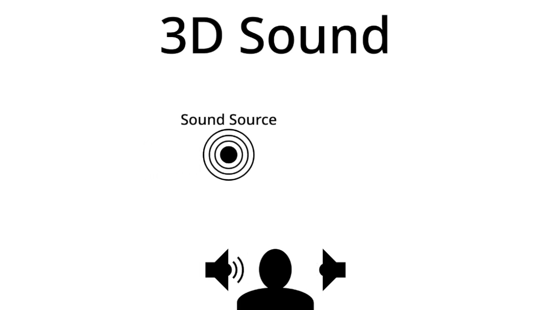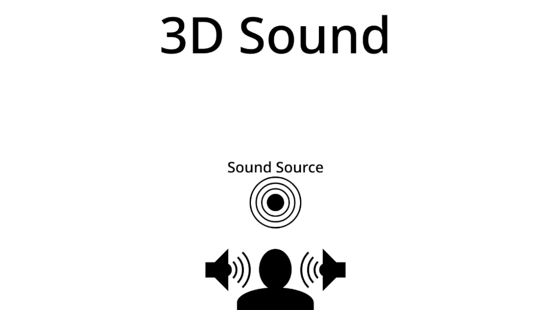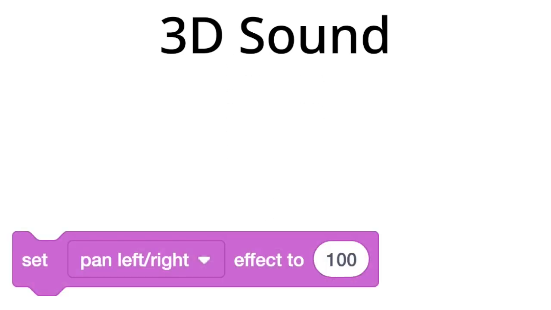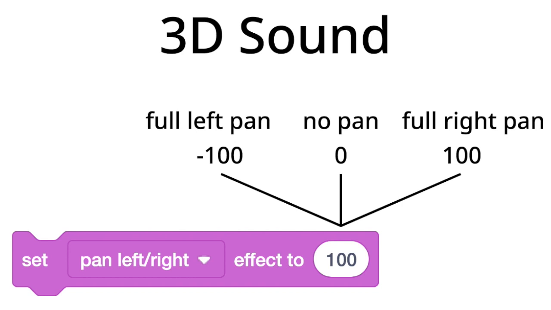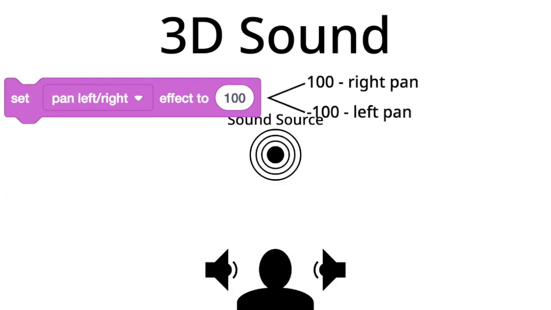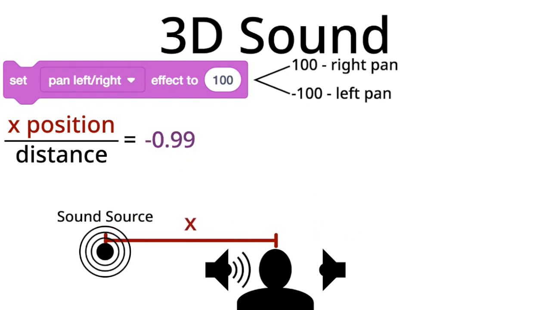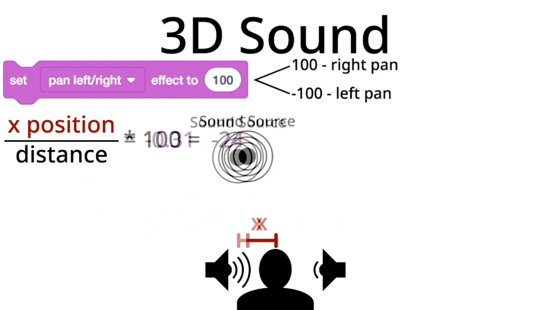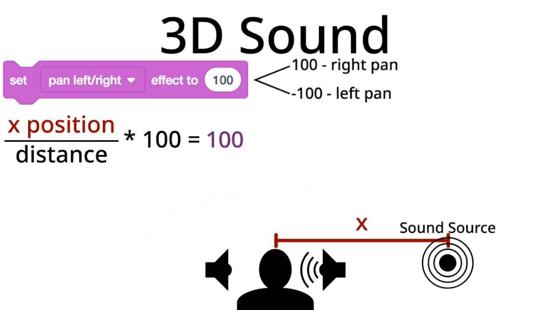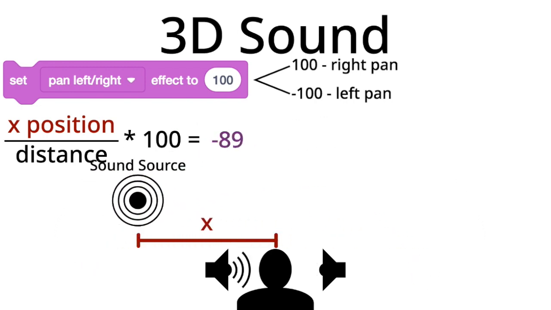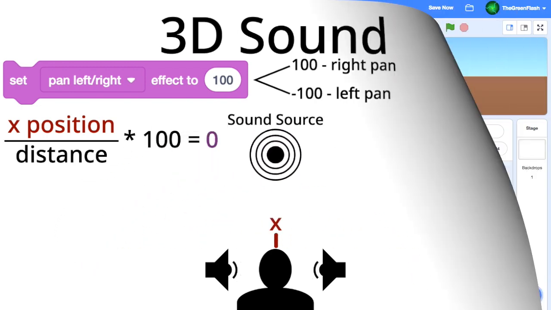Now that we have objects that move around the world, the next step is having them produce sound that pans left and right depending on where it is, and fades away depending on how far it is. To start, the Scratch pan block takes input from -100 to 100. If we divide x by distance, we get an output that ranges from -1 to 1. We just need to multiply by 100 to expand the output to -100 to 100, and then we can use it for the pan block.